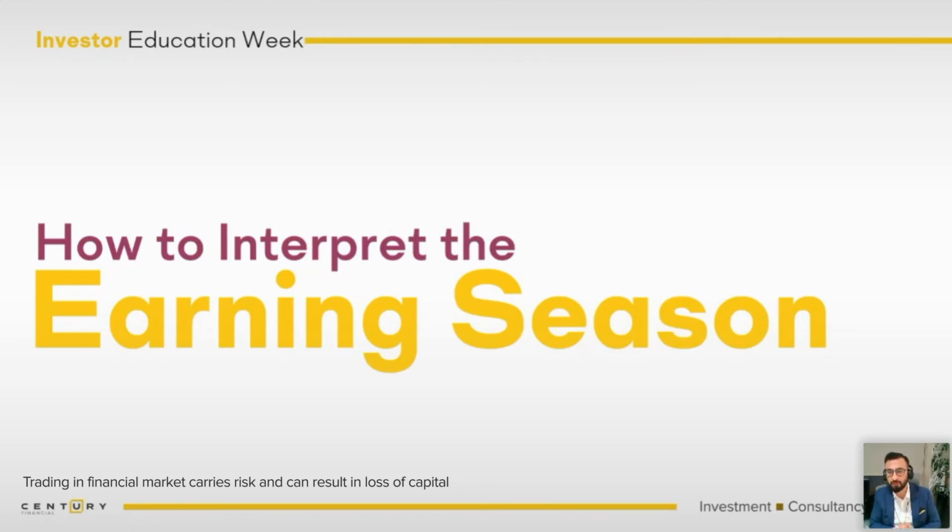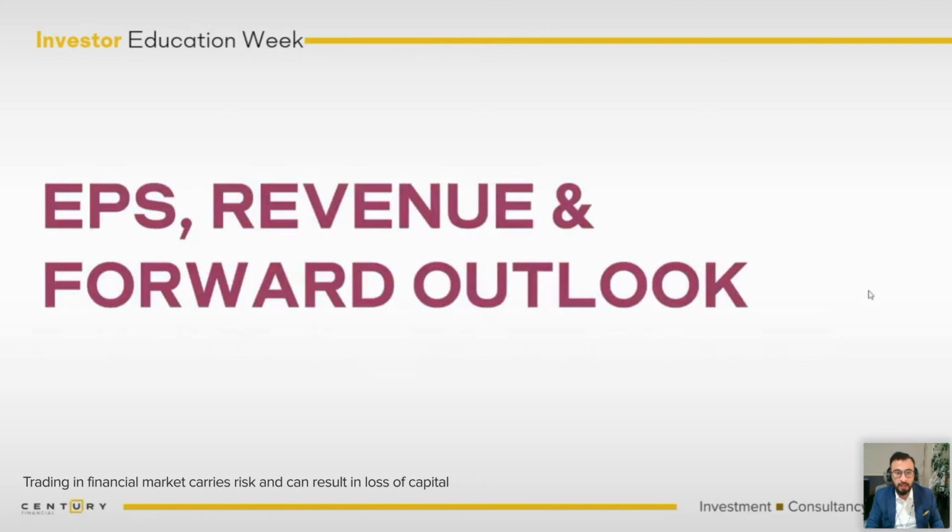Now, if you can see the screen right now, how do you interpret the earnings season? It's the report card, right? Important things which you should see: EPS, revenue, and forward outlook. EPS is earning per share. Revenue is the total revenue. And forward outlook is the future guidance, which is told by the company for the next quarter.